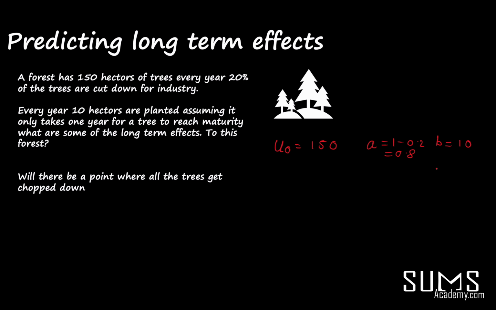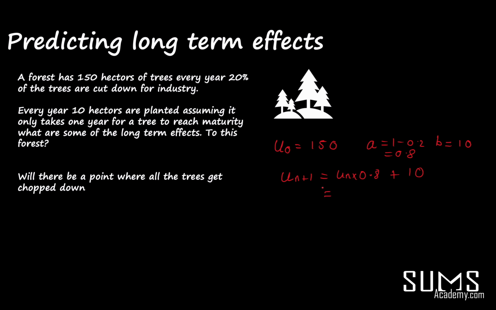Okay, so we can now build a recurrence relation out of this. So we know that u n plus 1 equals u n times 0.8 plus 10. Okay, so this is it here. Fab. So we can start to put some numbers in.